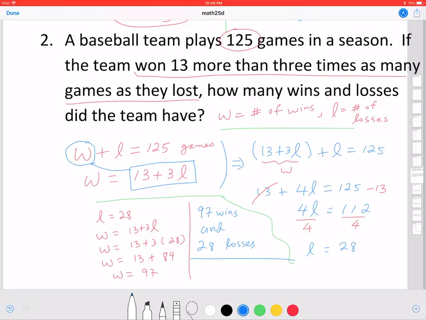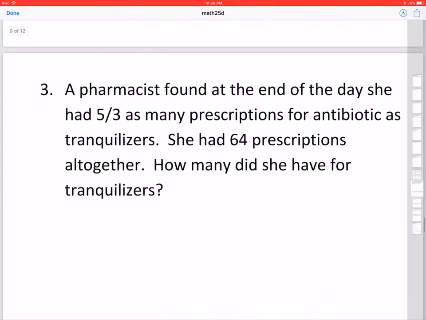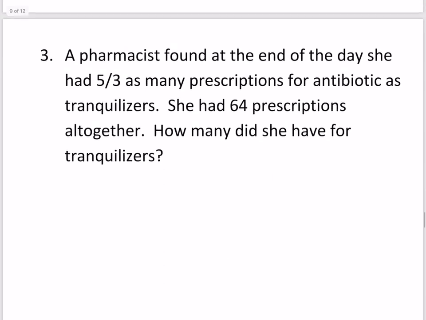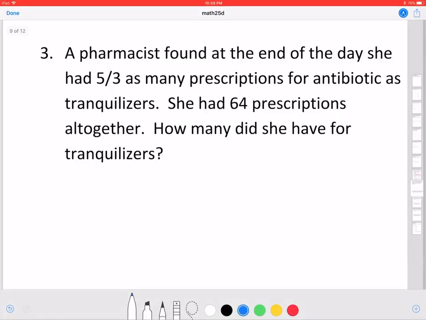Now, in order for you to check, do those two numbers agree with the statement, they won 13 more than 3 times as many games? Okay, so if you multiply 28 by 3 and add 13, you should get 97. All right, so that's problem number 2. Okay, problem number 3. Okay, I'll let you read that on your own.